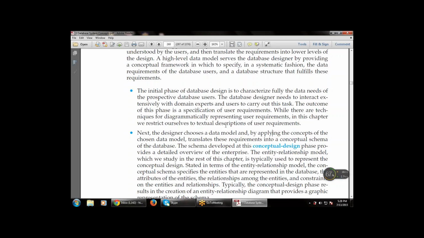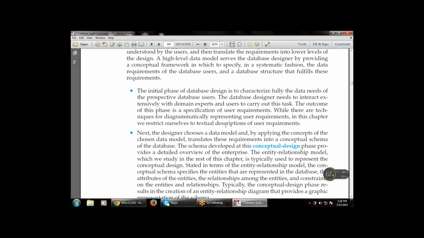The schema that is developed at this conceptual design phase provides an overview of the enterprise. That is, what is the requirement and what is the conceptual design that is used. So the first phase is gathering the requirements from the users. The next phase is designing, or understanding the data model concepts. That is the conceptual data design, or conceptual design phase.